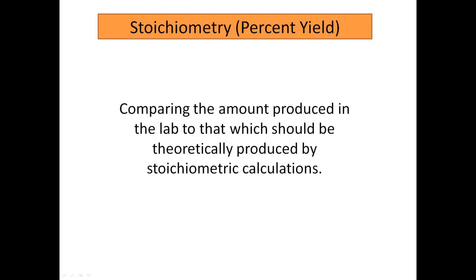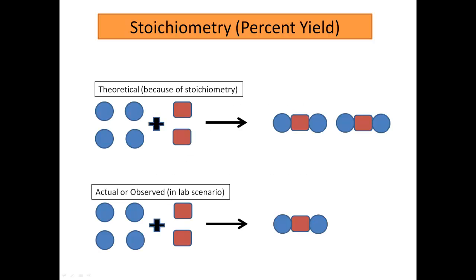In this section, we're going to talk about percent yield. This is where you compare the amount produced in the lab to that which should be theoretically produced by stoichiometric calculations. Here's a very simple example of percent yield.